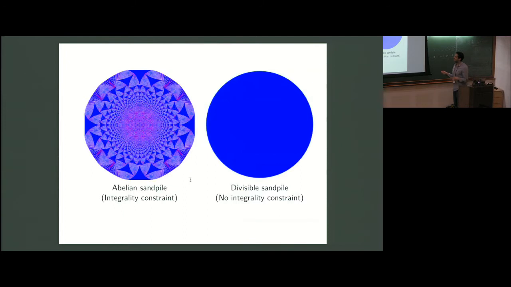And this is the slide I mentioned yesterday that illustrates the difference. So here you have the Abelian sandpile from n chips at the origin with all of its patterns and its non-circularity. And here, replacing integers by reals, you get the divisible sandpile with its close to perfect circularity and no patterns.